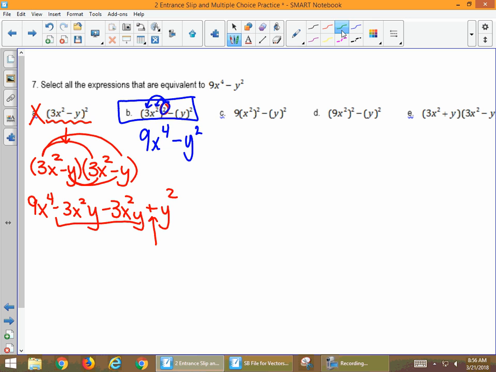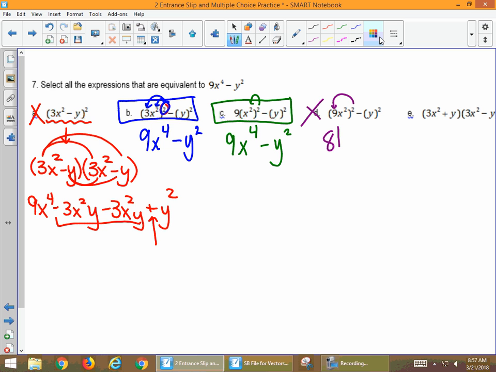Does C match our original problem? Yep. We have the 9 there. When we bring in the squared, and now it's just the same math from the previous problem. That's nice. Does D match? Yeah, that would have to go to the 9 there and would give you 81, and then you can just be done there. What about E?